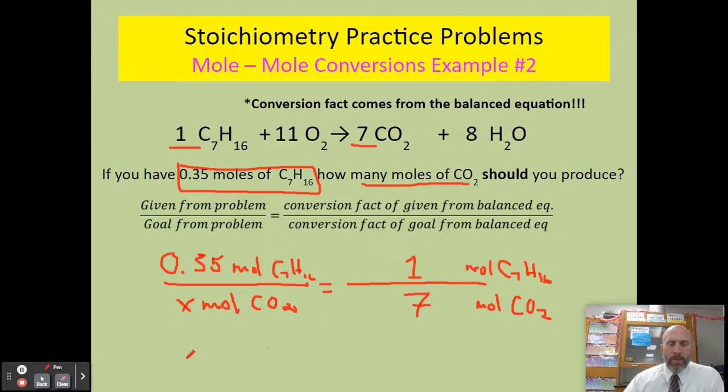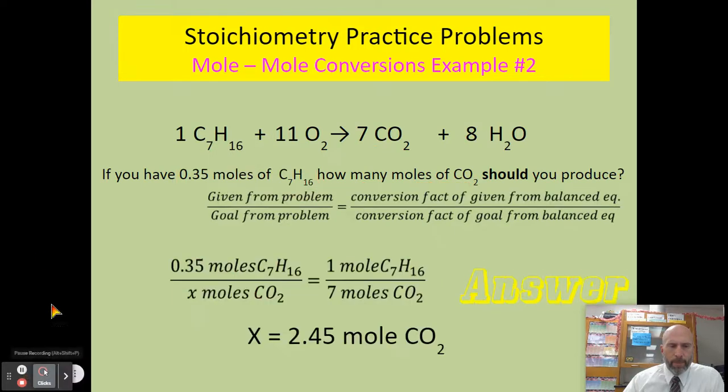Okay, cross multiply this out, and you get 2.45 moles. Okay, so here's the more clean looking version of what we did. There was our given, there's our goal, and there was the mole ratio, right? For every 1 mole of C7H16, you're producing 7 moles of CO2. And then remember in your answer to put units there as well. Okay, not too bad, right?